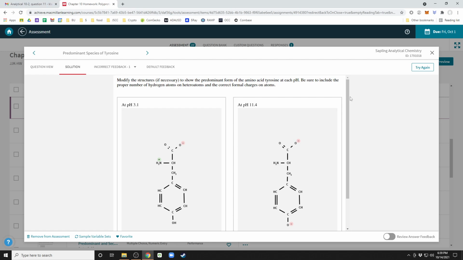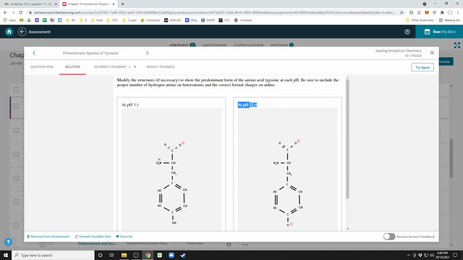Anyways, so what you're looking at here is we have, at two different pHs, the structure of tyrosine.